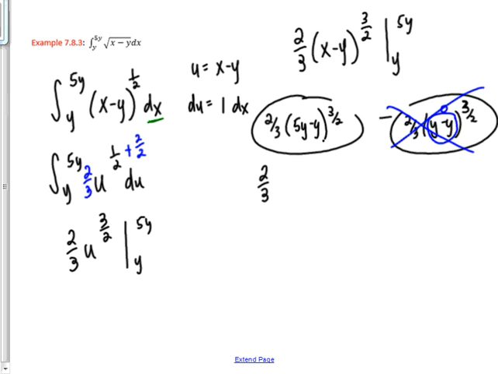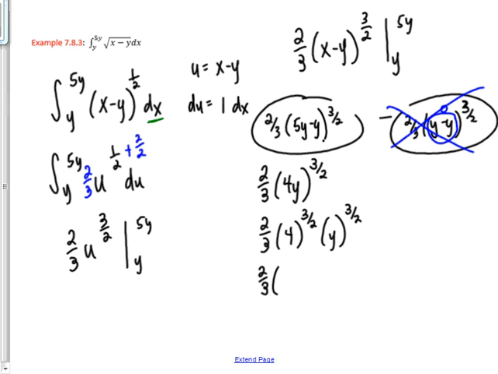So it's 2/3 times 4y to the 3/2. Okay, so it's 2/3 times 4 to the 3 halves times y to the 3 halves. I can't do anything with that y to the 3 halves, but I certainly can do that 4 to the 3 halves. So 2/3, 4 to the 3 halves would be square root of 4, which is 2, and 2 cubed, which is 8. And then I have y to the 3 halves.